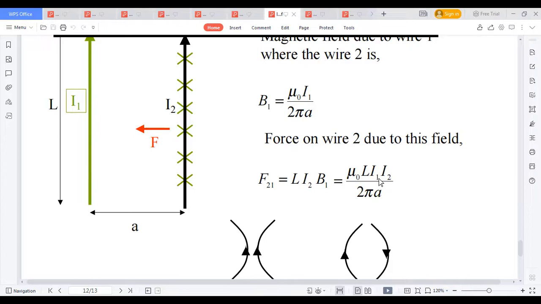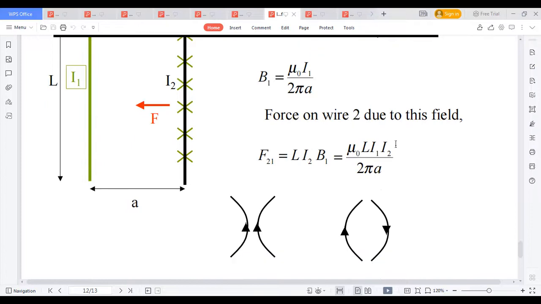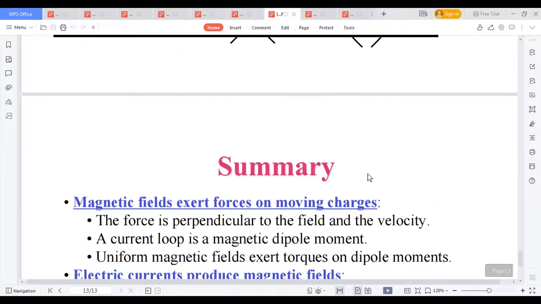You must know from our previous slide that force equals I L B. Just putting in the value of B1, we get mu naught L I1 I2 divided by 2 pi a. So for forces between two parallel wires, we have to use this one.